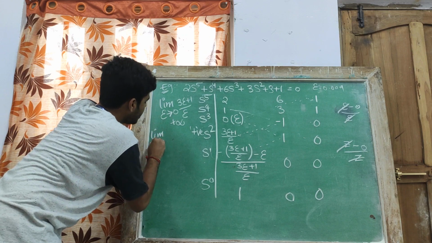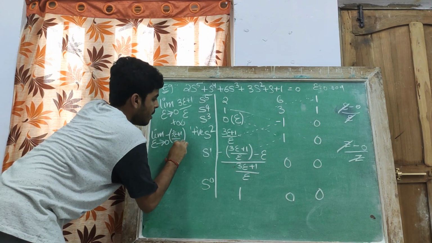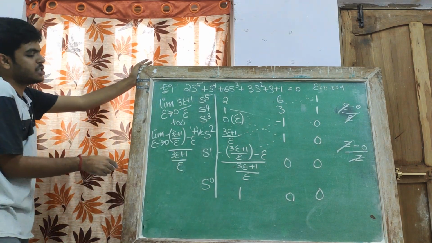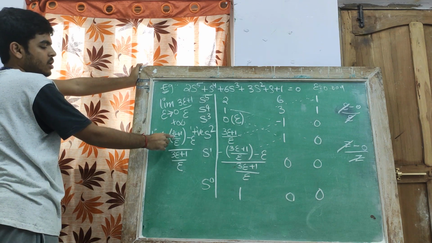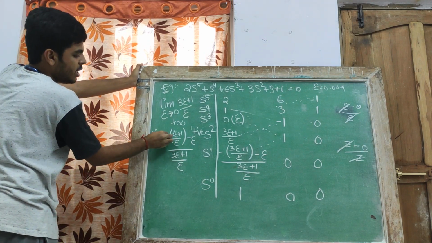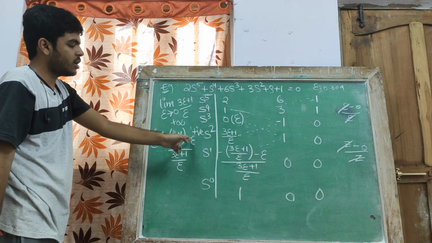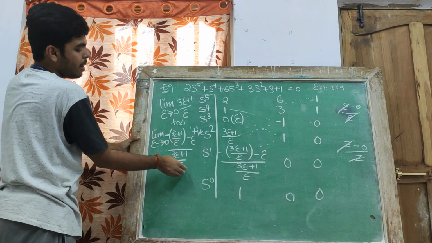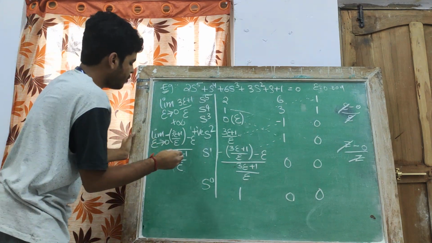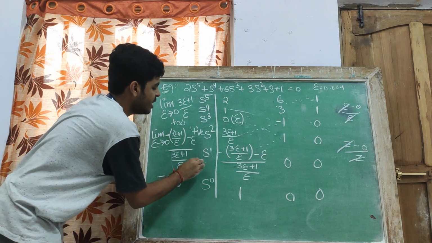Limit epsilon tends to 0 of minus of 3 epsilon plus 1 by epsilon minus epsilon divided by 3 epsilon plus 1 by epsilon. If we substitute 0 here, 3 into 0 is 0, 0 plus 1 is 1, 1 by 0 is infinite, here we have minus, so it is minus infinite. Minus of, again if we substitute 0 here, minus 0. So minus infinite minus 0 divided by this whole part, which is again positive infinite. So minus by plus is always minus, so we will be getting minus infinite. So minus infinite is nothing but this particular term is a negative term.